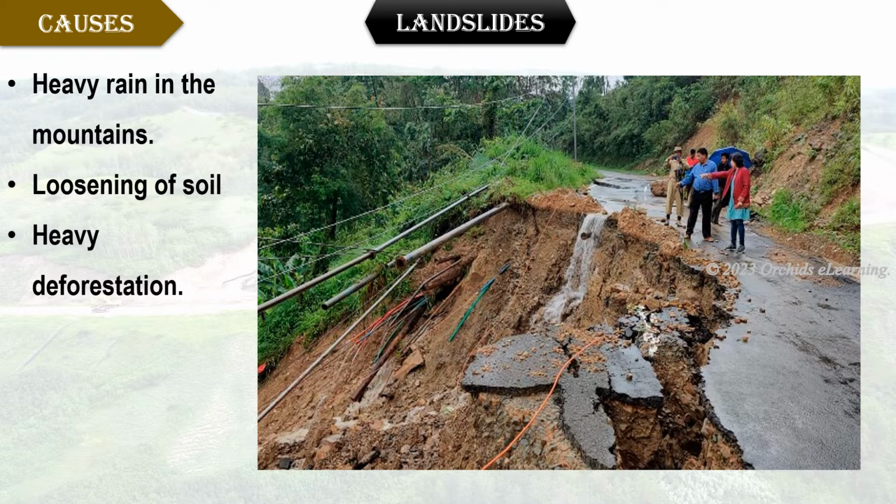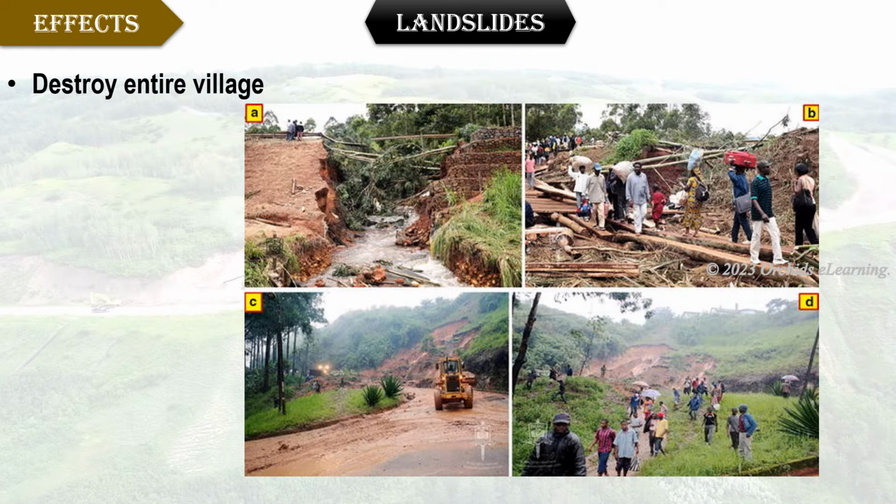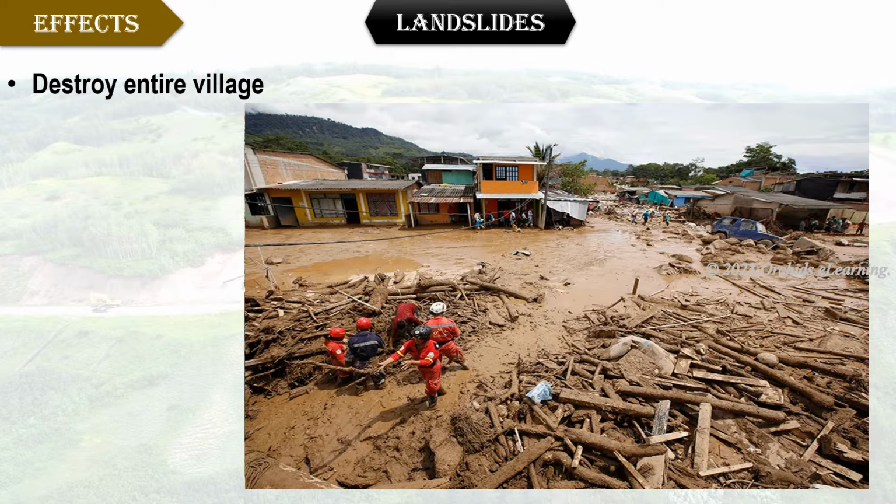Landslides become more frequent where there is heavy deforestation. The land is exposed since there are no trees to hold the soil together with their roots. A major landslide can destroy entire villages. The Himalayan area is landslide-prone.